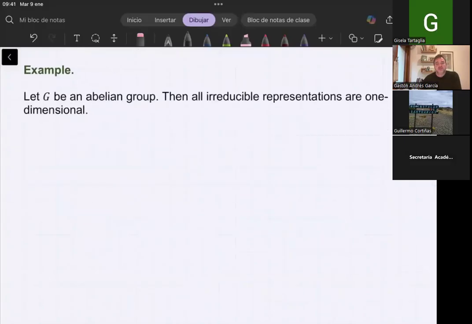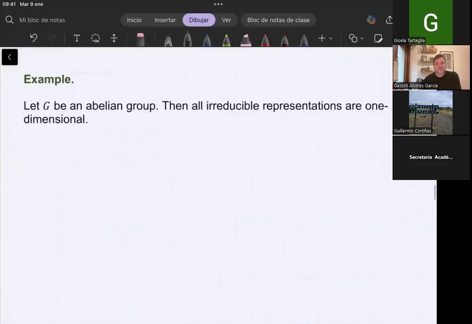A consequence of Schur's lemma is that if we have an abelian group, then all irreducible representations are one-dimensional. And why? How do you say it shortly? Because I'm running out of time.